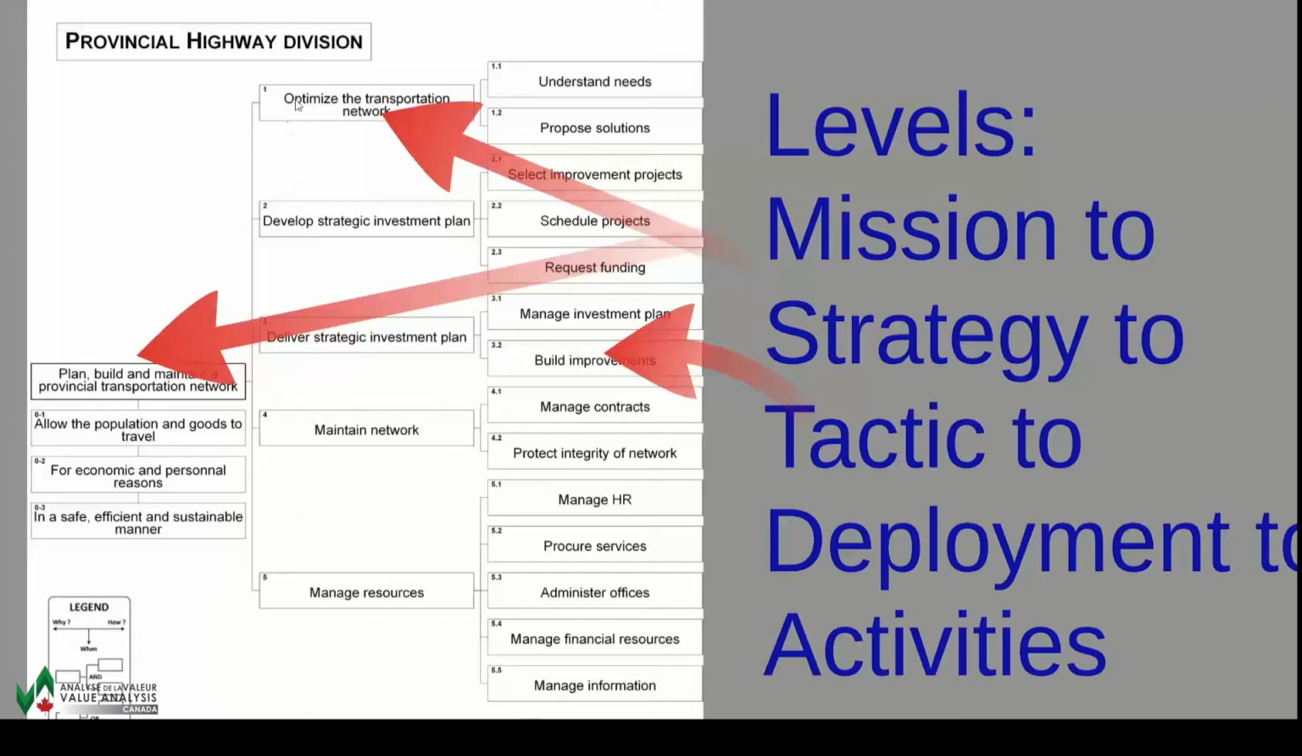So these are the 5 strategies you have to put in place to be able to accomplish your mission. And then you have the tactic level. These are the different tactics you're going to use to put your strategies into place. And then eventually, if you go further down your function diagram, you will have a deployment, how you're going to deploy these tactics to accomplish your strategies. And eventually, at the end, you reach the activities level. So a function diagram really helps you organize.